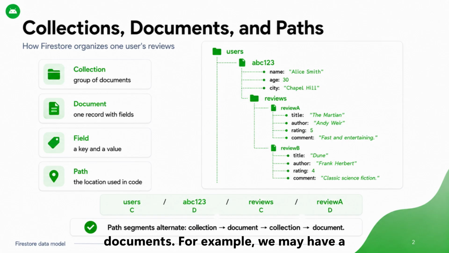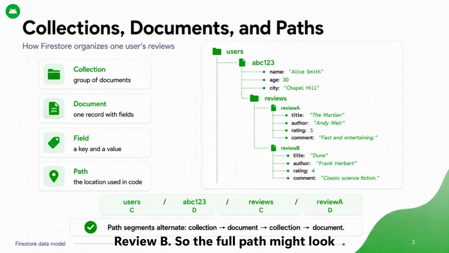For example, we may have a users collection. Inside that collection, there is a document for one user, such as ABC123. Inside that user document, we can store fields like name, age, and city. If that same user has many reviews, we can create a subcollection called reviews under the user document. Inside that reviews collection, each review is another document, such as review A or review B.